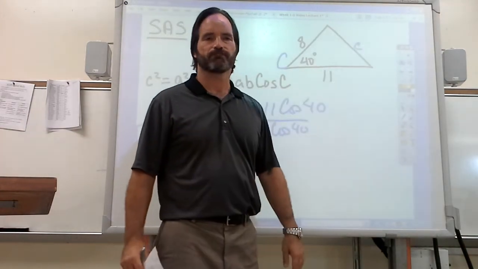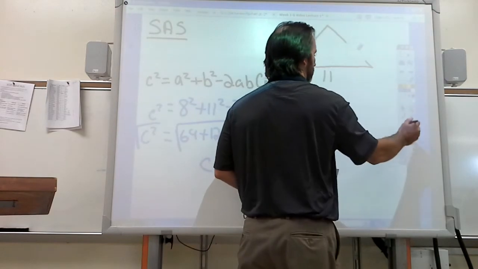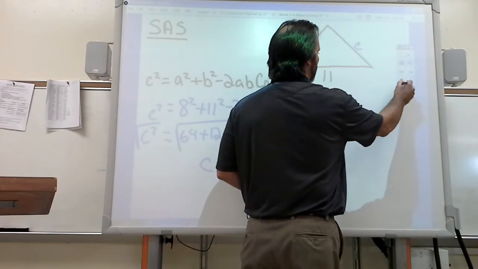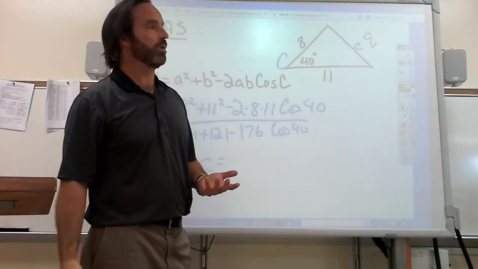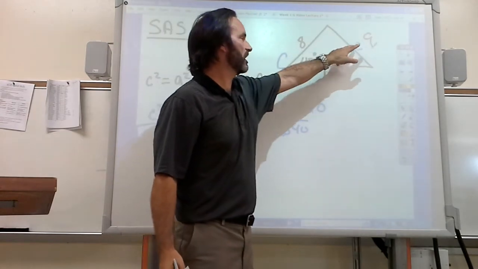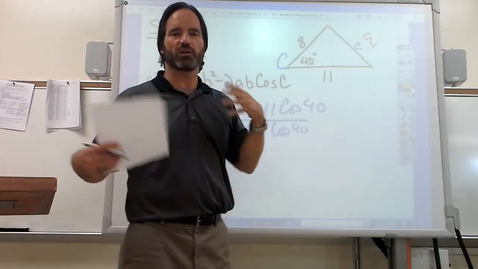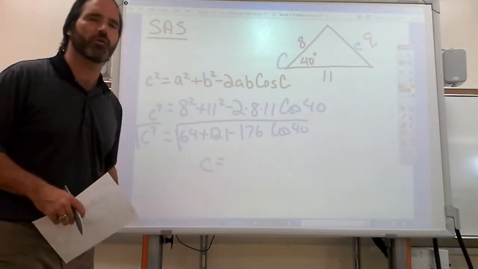Okay? Once you get that side, let's say it's 9. Now you can do law of sines if you want. You've got sine of 40 is to 9, as this angle is to 8, and we can go ahead and solve. And then we can proceed to solve for the whole triangle.